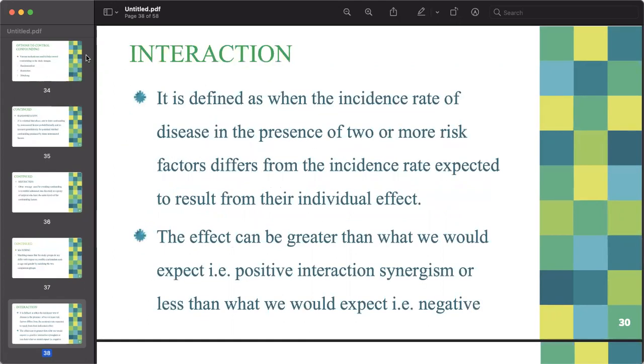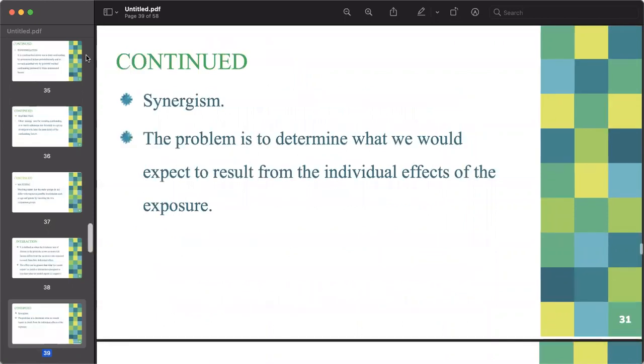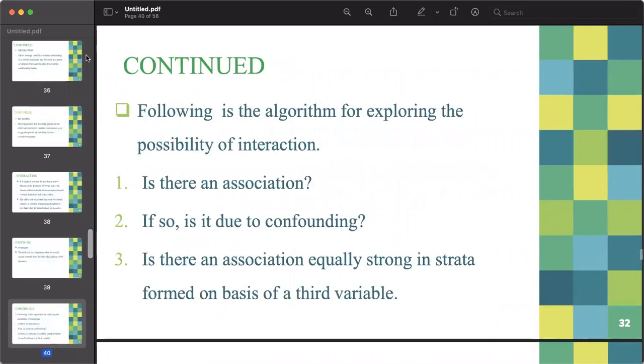Interaction is defined as when the incidence rate of disease in the presence of two or more risk factors differs from the incidence rate expected to result from their individual effects. The effect can be greater than we would expect, that is positive interaction or synergism, or less than what we would expect, that is negative interaction. The problem is to determine what we would expect to result from the individual effects of the exposures.